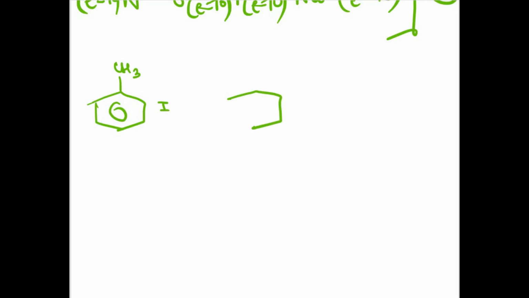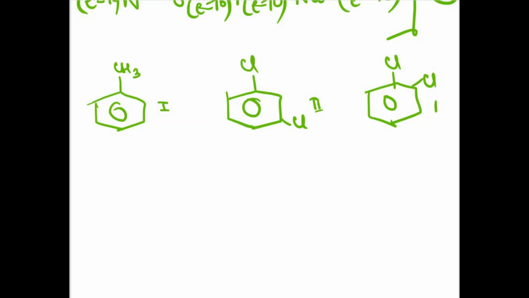Then you have meta-dichlorobenzene. Then you have ortho-dichlorobenzene. I'm assuming that you know which one is ortho, which one is meta, and which one is para. Alright, I think that much you have prepared yourself before seeing the solution video. Alright, so what do we have? We have 4 compounds, and we are supposed to be arranging them in order of their increasing dipole moment.